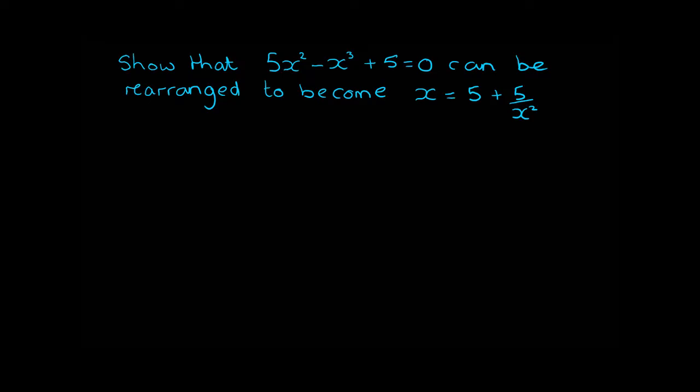So 5x squared divided by x squared would leave us with just 5. x cubed divided by x squared will leave us with x. And then we'll have 5 divided by x squared. And 0 divided by anything is not going to change. So you can see we're very, very close here now. So all we've got to do is add x to both sides to get x on its own. Technically that will have it the wrong way round, but that's just a writing exercise. You can just rewrite it to show that it's the same the other way round.